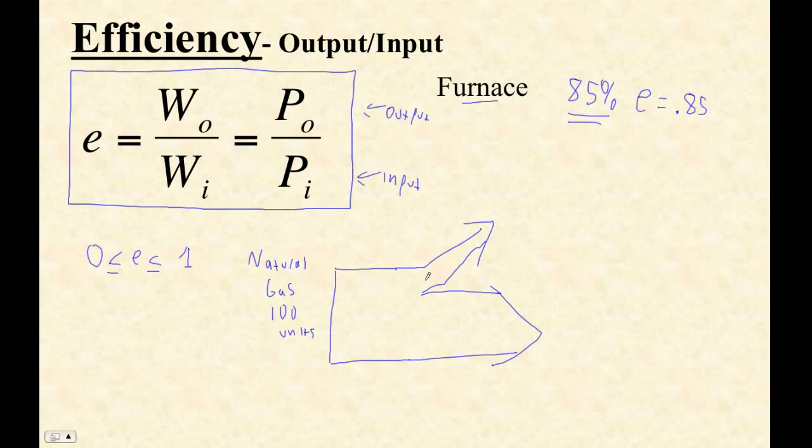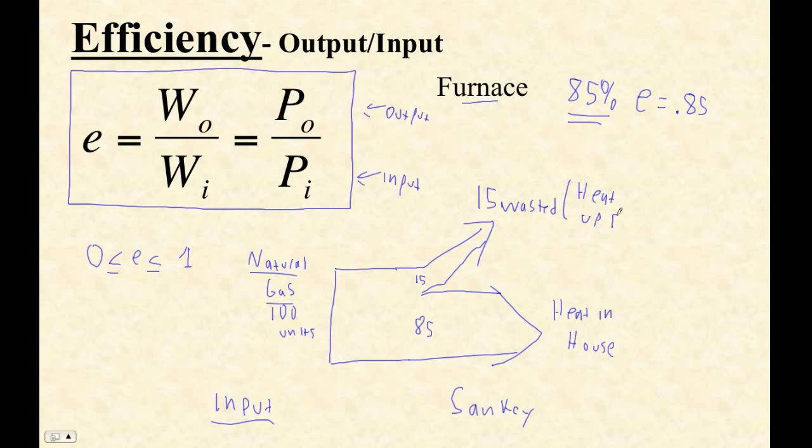This thing is waste, right? This is probably what goes up the chimney, so this is wasted, right? And there's 15 units wasted, right? And 85 units go to heat in the house, right? Okay. This is actually called a Sankey diagram, and you see them a lot, right? So the input is our natural gas energy that we put in, right? 15 units are wasted. This is probably heat that goes up the flue.